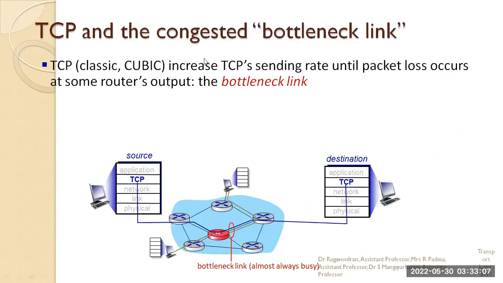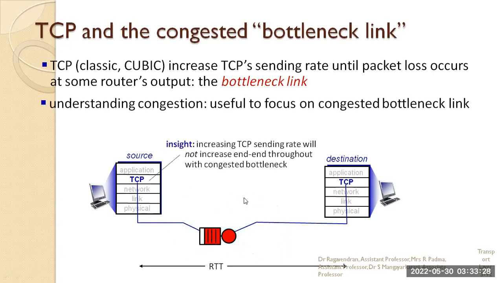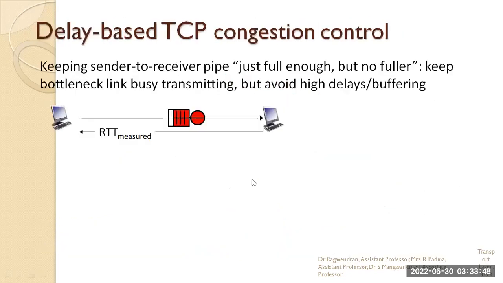So this is TCP and the congested bottleneck link. With classic TCP and CUBIC, the TCP sender increases its rate until packet loss occurs at some router's output, the bottleneck link. So the packet queue is almost never empty, and sometimes overflows and drops data. The bottleneck occurs due to congestion. To understand congestion, it is useful to focus on the congested bottleneck. Increasing the sending rate will not improve throughput at the congested bottleneck.